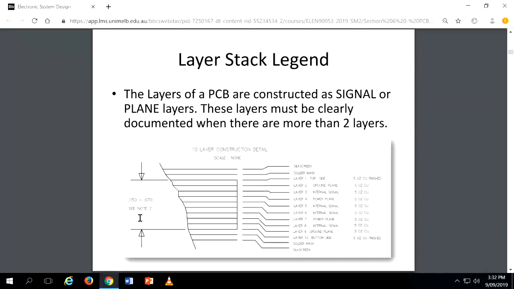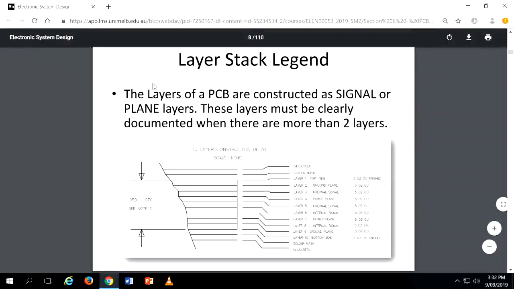Now the layer stack legend. When you are in industry, people will ask you, when you are designing a multi-layer board, to write clearly how many layers there are, and for each layer, whether it is a ground plane, a signal plane, or a power plane. This is the industry way of looking at your 10-layer construction detail. In industry, they will be drawing something like this. Then silk screen, which is the color that you see. Then you have solder mask. Then this is the bottom ground. So you have to write it correctly, and then how much copper: 0.5 ounce copper. All these details will be written when you are designing a board in industry. So layers of a PCB are constructed as signal or plane layers, and these layers must be clearly documented when there are more than 2 layers.